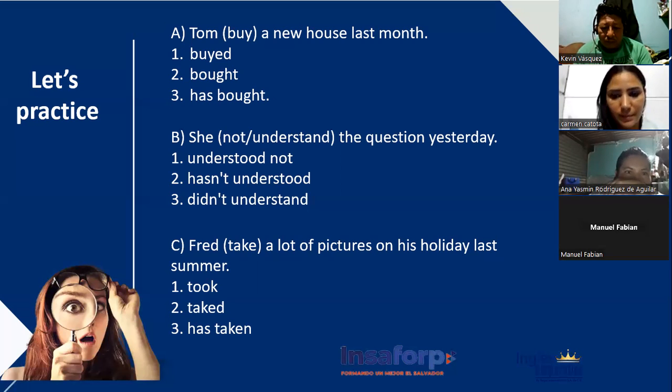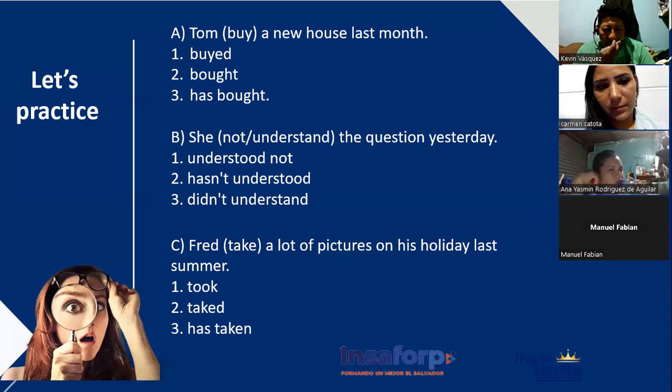She did not understand the question yesterday. Ella no entendió la pregunta ayer. Then option number one, understood not, hasn't understood, or didn't understand. Didn't understand. Excellent. Number three is the right answer. She didn't understand the question yesterday.